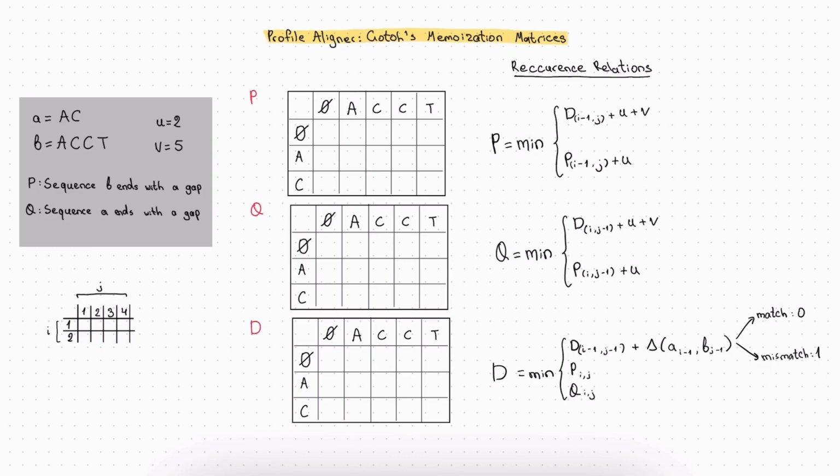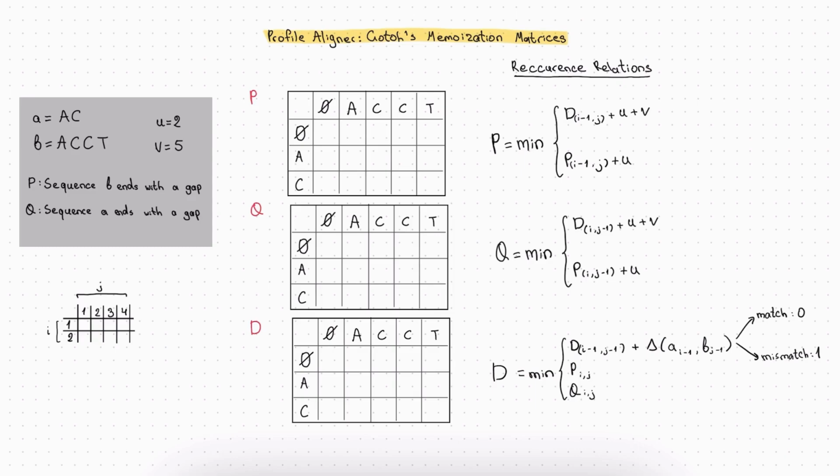On the left panel, I provided a few pieces of information that we need to keep in mind throughout the process. The first piece of information is that we have two sequences, A and B, and we need to remember what these sequences were. Second, we have defined the gap penalty cost, specifically U, which was the cost of extending a gap, to be equal to 2, and V, the cost of inserting a gap, to be equal to 5. Lastly, we need to remember that the matrix P corresponds to ending the sequence B with a gap, whereas matrix Q corresponds to ending sequence A with a gap.